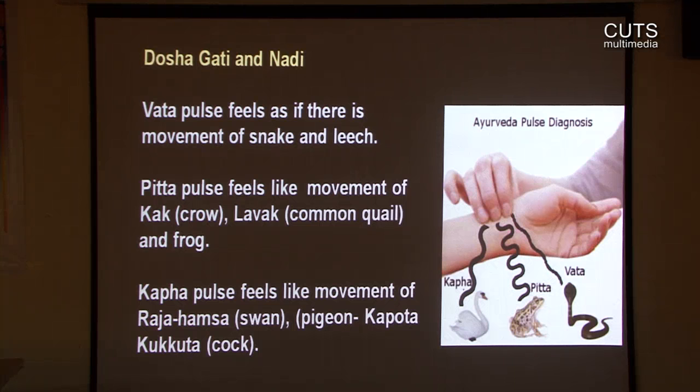So when you put your fingers, not the raw fingers, trained fingers, which have learned about the various movements, you will realize. If you ask, how do you tell that it is moving like a snake, how do you tell that its movements are like a frog, then first you must know what the movement of a snake is like. How does this snake move? Then you are able to appreciate the pulse, that this pulse is Vataj, Pittaj, Kaphaj.